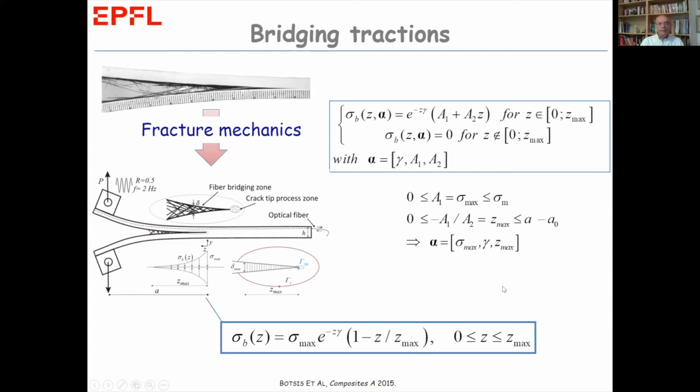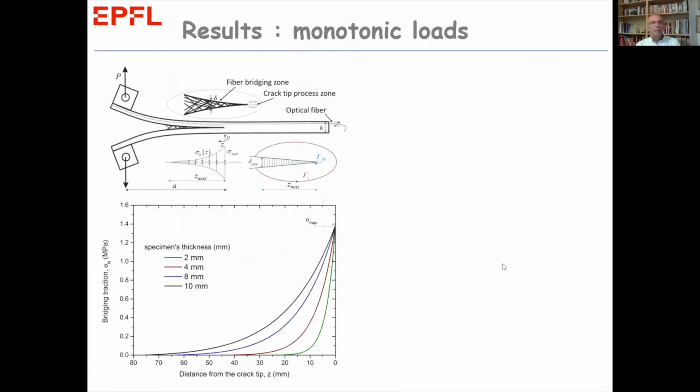Now we have built a parametric finite element model and calculate the strains at the location of the fiber Bragg grating sensors. We compare the strains between the numerical model and the experiment, and we use an optimization scheme to minimize their difference. Out of this minimization, we obtain these distributions of bridging tractions for the 4 different thicknesses, as shown here.